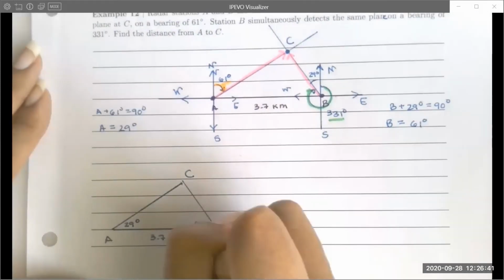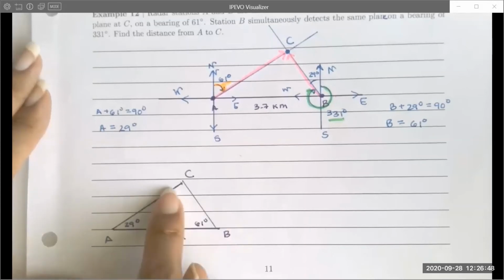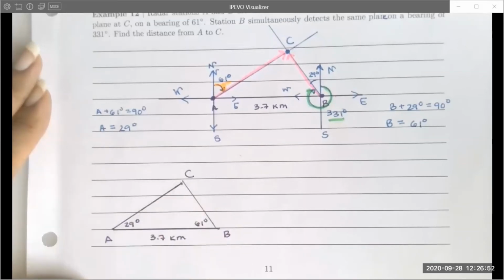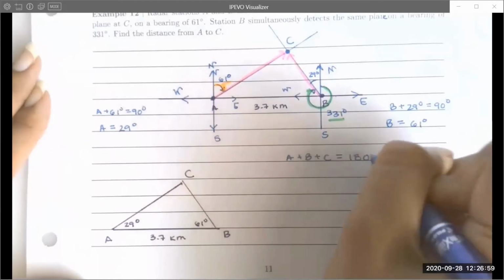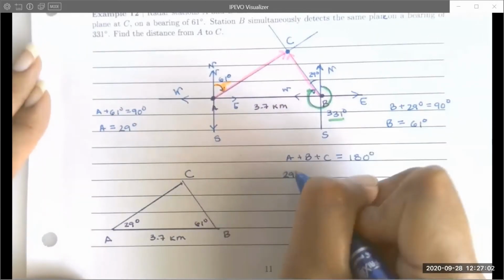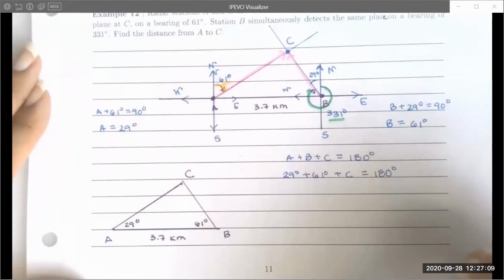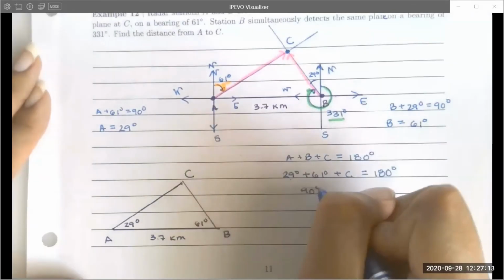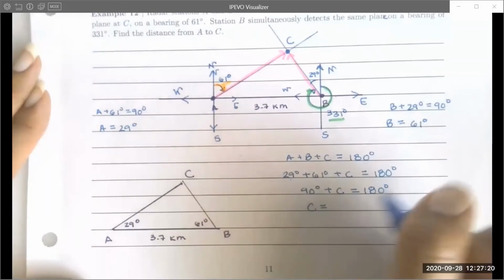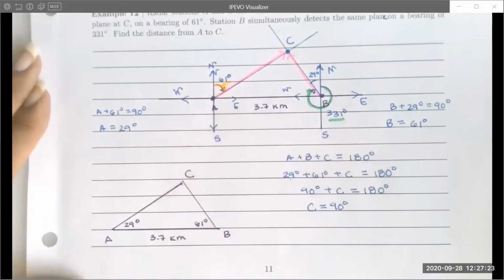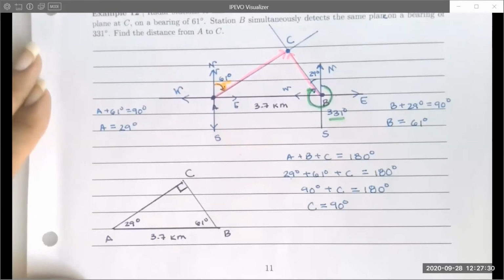And down here, this is 61. And then what else do we know about the sum of the angles in a triangle? Well, we know that when we have A plus B plus C, it should give us 180. And so if A is 29 and B is 61, and we add it to C, and that gives us 180, 29 plus 61, that's 90 degrees. So 90 plus C gives us 180, means that C has to be 90 degrees. Okay, so that's actually pretty useful because what that tells us is that this is a 90-degree angle, which makes a right triangle.